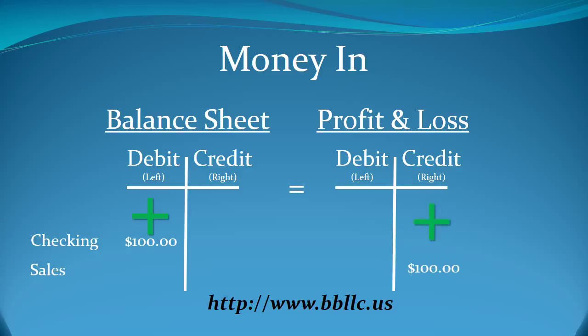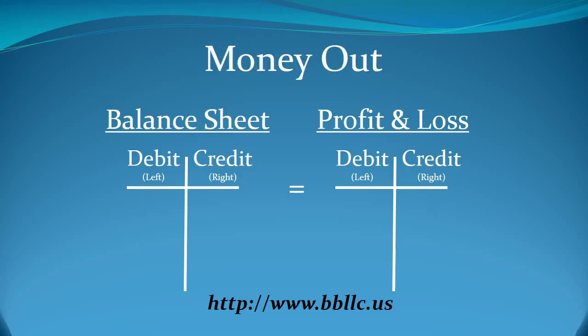Here is what happens when money goes out. As you spend, you would expect a credit to checking against your cash, and this is a reduction or negative amount. On the other side is a debit to, say, an expense account. In effect, it is a subtraction against the sales that are coming in.